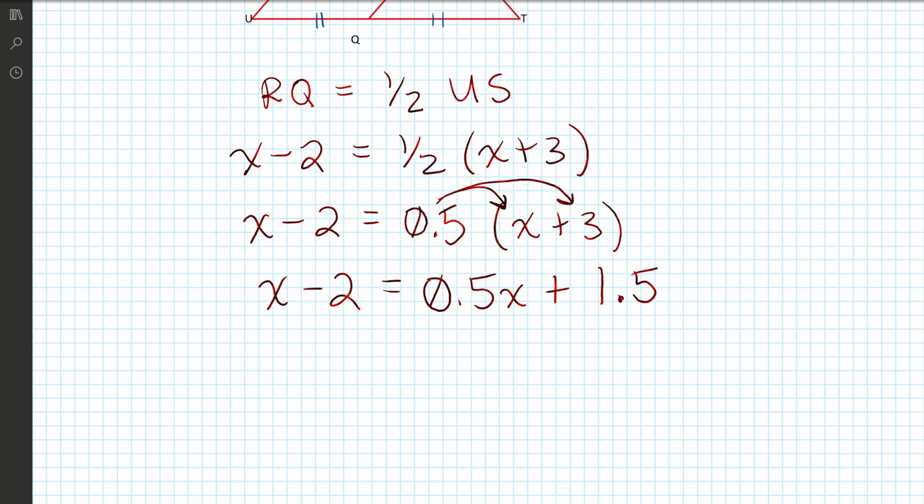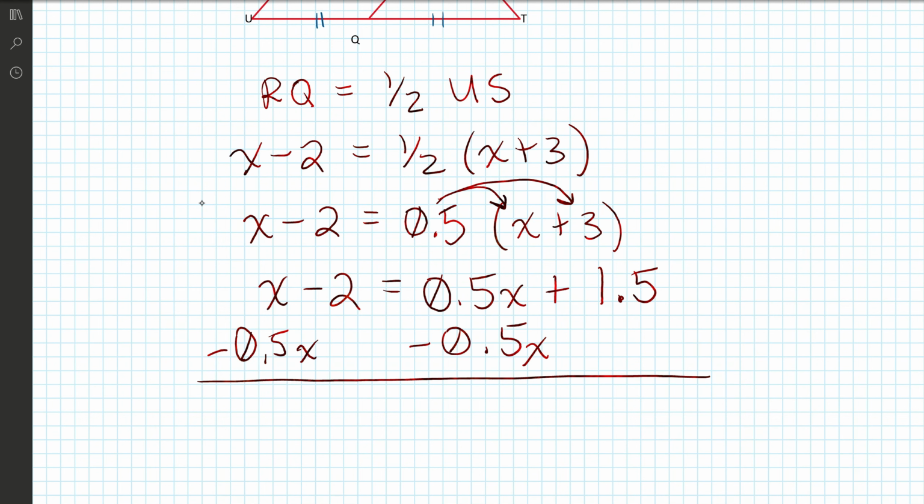The next thing I want to do is get the x's to the left and the numbers to the right. So I'm going to subtract 0.5x, subtract 0.5x. So you know and I know that x really has an invisible 1 in front of it. So it's really 1x. 1x minus 0.5x. So you have one whole, you're taking away a half, that leaves you with the other half. And then we bring down the -2, bring down the equal sign, bring down the 1.5.